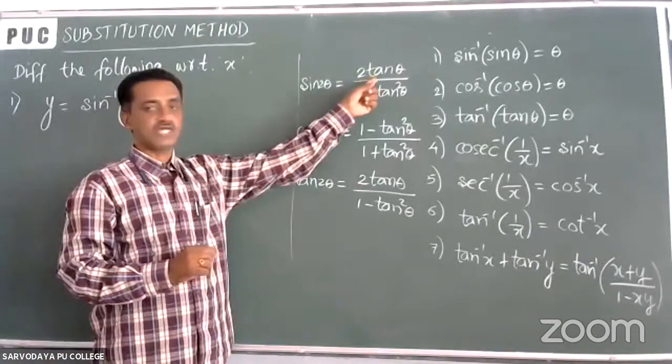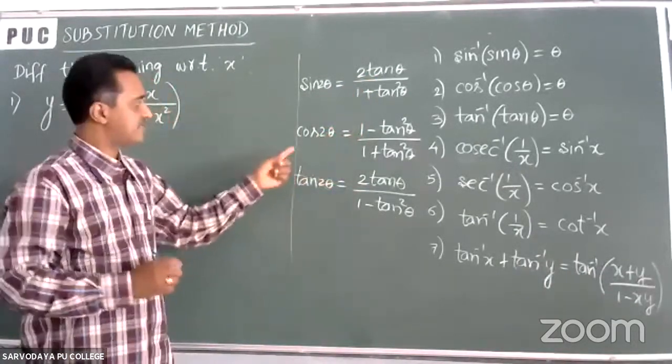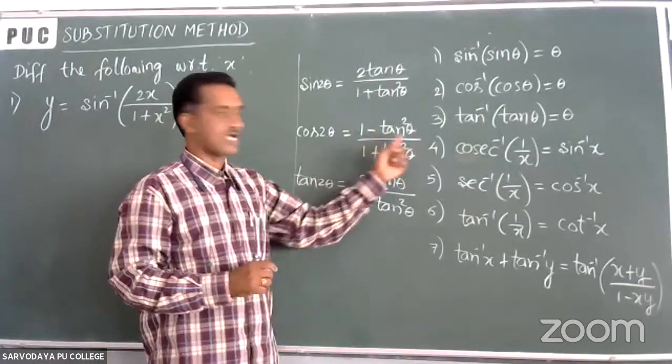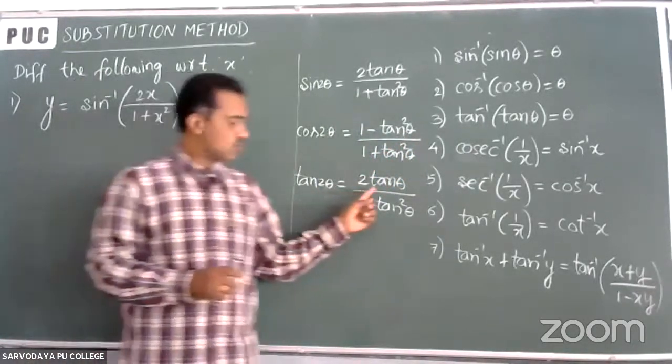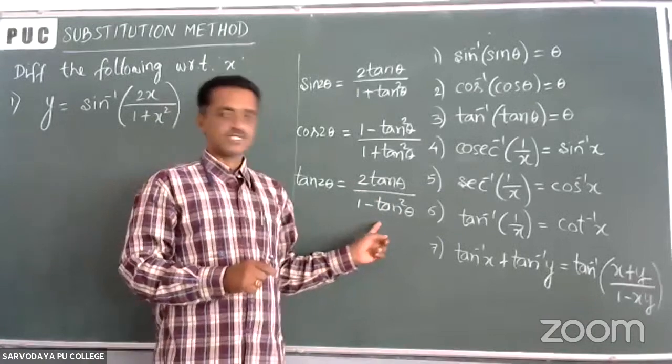Sin 2 theta is 2 tan theta divided by 1 plus tan square theta. Cos 2 theta is 1 minus tan square theta divided by 1 plus tan square theta. Tan 2 theta is 2 tan theta divided by 1 minus tan square theta.